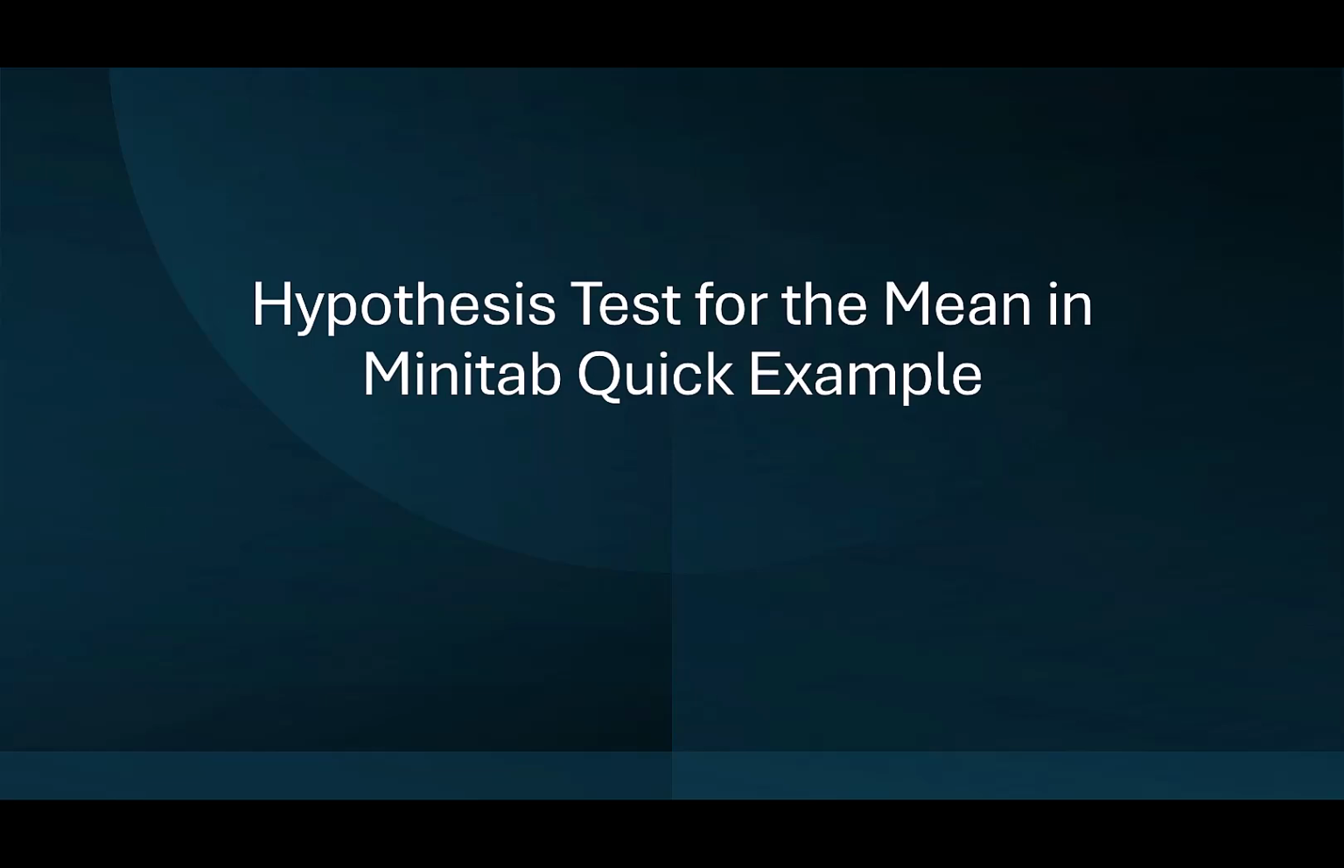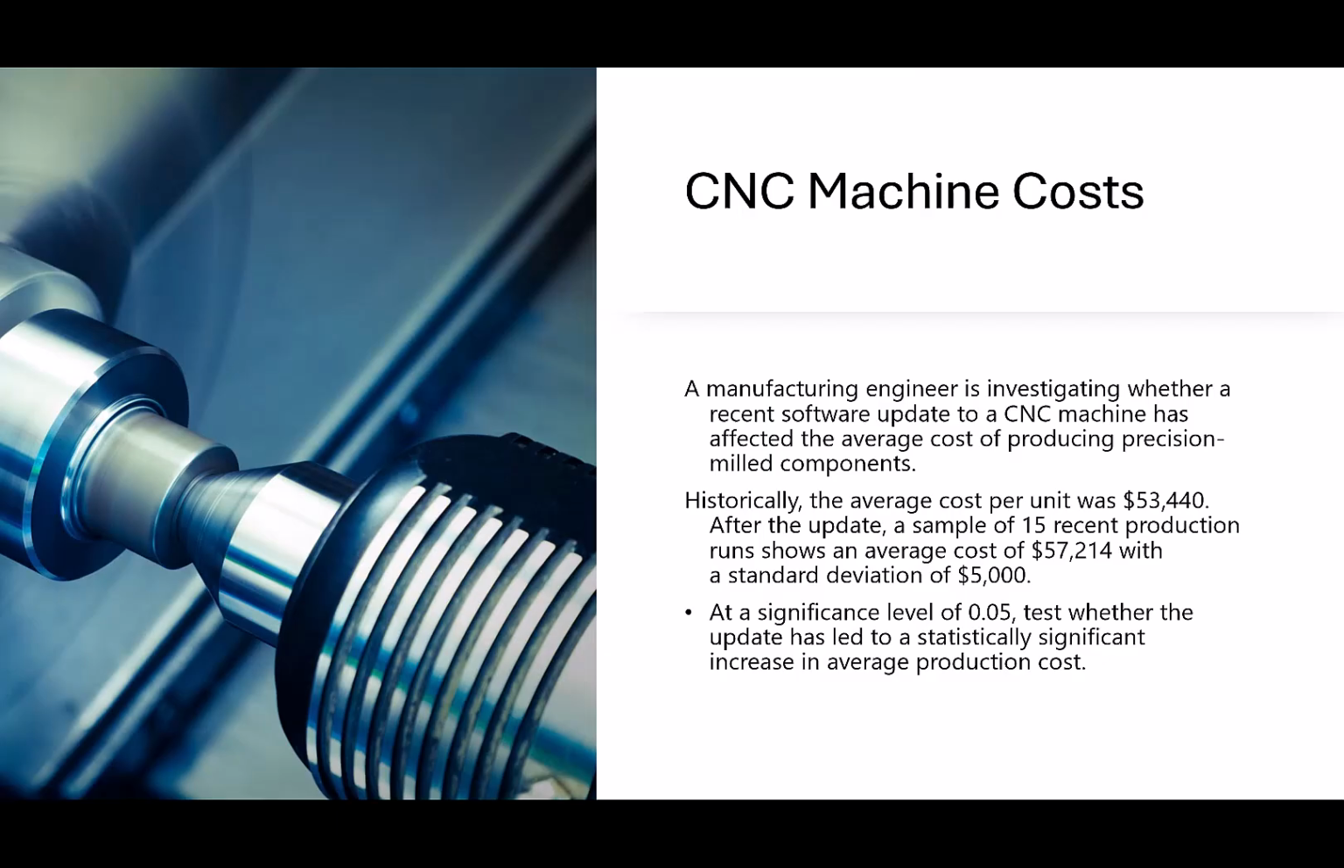Hi everybody, today we're going to do a quick example of a hypothesis test for the mean in Minitab. Our problem says a manufacturing engineer is investigating whether a recent software update to a CNC machine has affected the average cost of producing precision milled components. Historically, the average cost per unit was $53,440. After the update, a sample of 15 recent production runs shows an average cost of $57,214 with a standard deviation of $5,000.